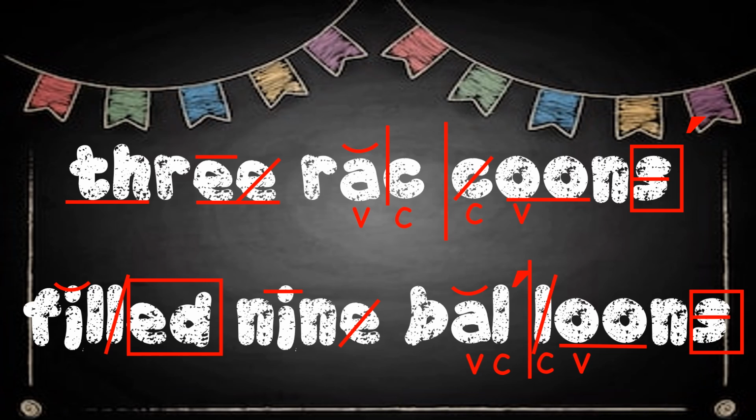Now that accent mark, it's on the first syllable, which is what we usually do. But I've learned that when I see OON, the accent mark is going to go at the end of the word. Now let's go ahead and let's read this word. Filled three balloons.